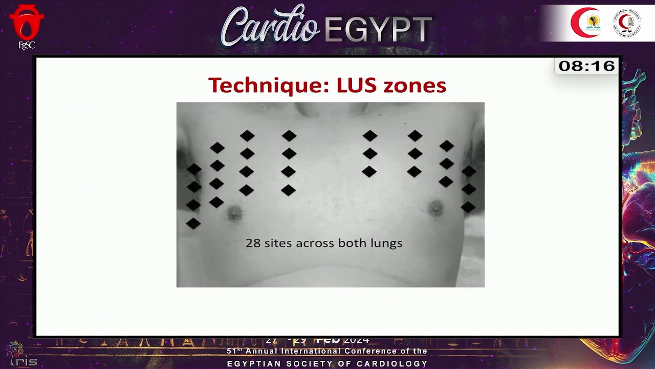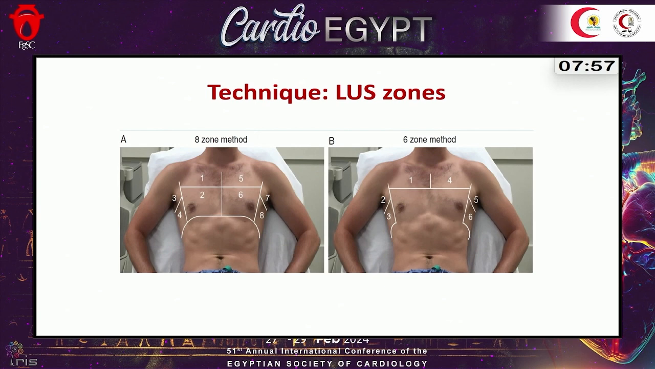Well, actually, when it was first introduced, it was a very tedious procedure with 28 sites to be assessed in both lungs. Of course, nobody will do this, especially in a protocol of stress echo. If we incorporate lung ultrasound and stress echo, it's time consuming, and the time constraint will not allow us to do this. So they introduced further rapid and fast track techniques like the 6-zone method and the 8-zone methods.